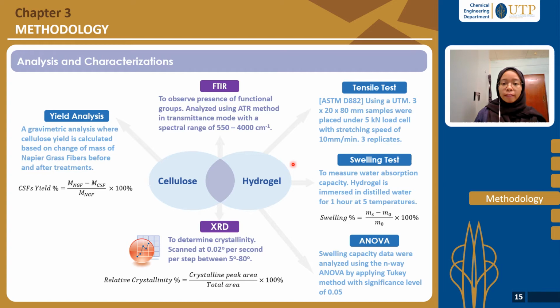For hydrogels, we have tensile test, which will carry out using standard ASTM 882 using a universal testing machine. So for swelling test, it is to measure the water absorption capacity, and for ANOVA, analysis of variance, it is to support our findings from our swelling test.